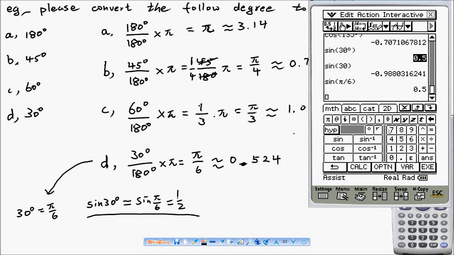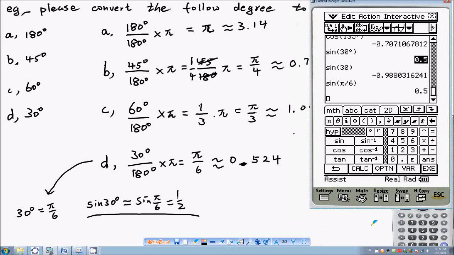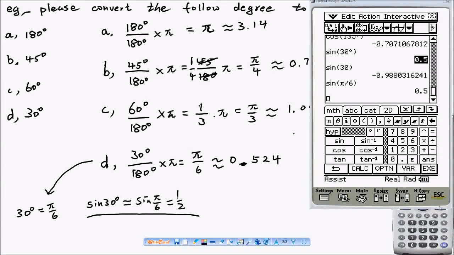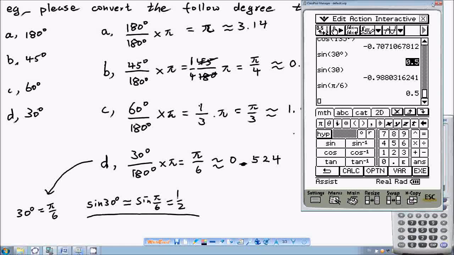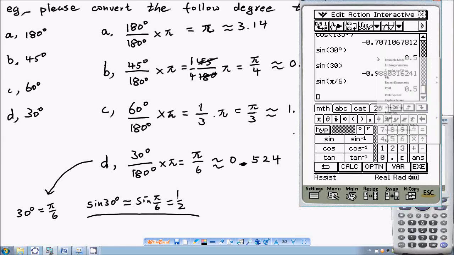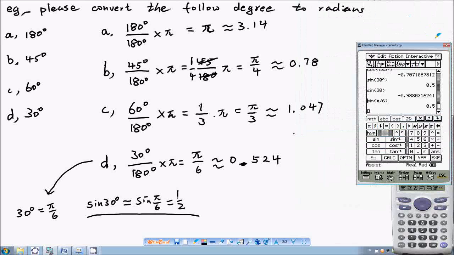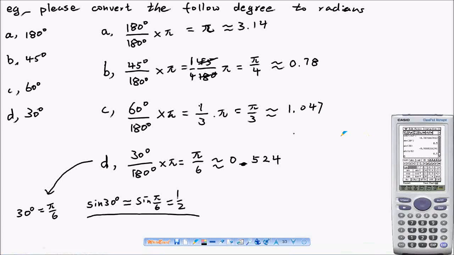Okay, now let's do some more examples. How do I get rid of it? Let me close it just for now.